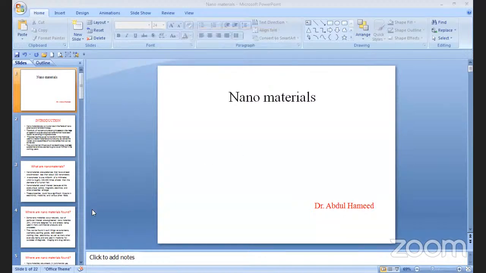So here we will see about the nanomaterials here.